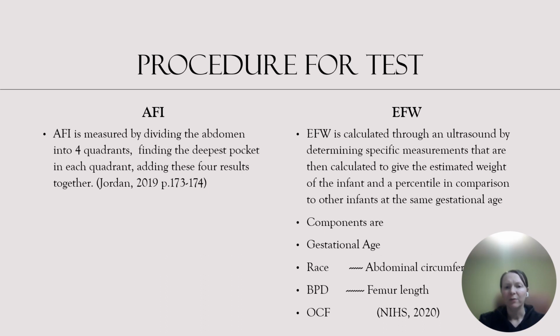As far as your estimated fetal weight, it's a calculation, and so they're going to look at several things. They're going to look at your gestational age, race, the biparietal diameter, the OFC, abdominal circumference, and thigh or femur length. They'll put all those measurements into a calculator, and it will give you your fetal weight based off of an average percentile across babies of the same gestational age.